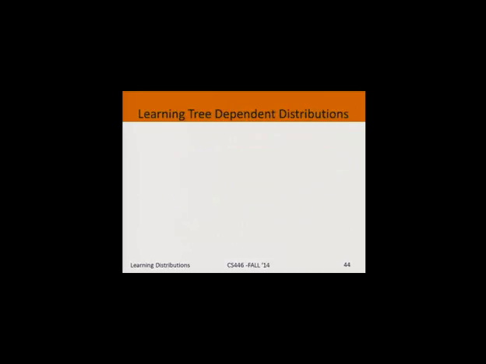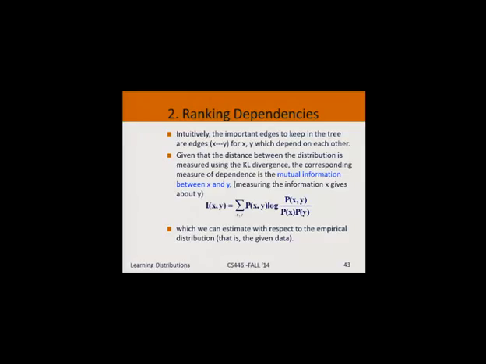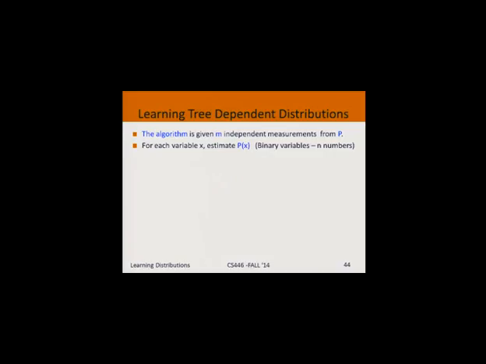Okay, so now we can start learning. So the algorithm is going to be given m independent measurements from some distribution P. And what I'm describing now is essentially pseudocode for the algorithm. First of all, for each variable, we're going to estimate P of x. Notice that I need it even for the mutual information, right? I need to know for each pair x, y, P of x, y, and I need to know P of x for each variable. So these are n variables, n numbers. For each pair of variables, I need to estimate P of x, y.